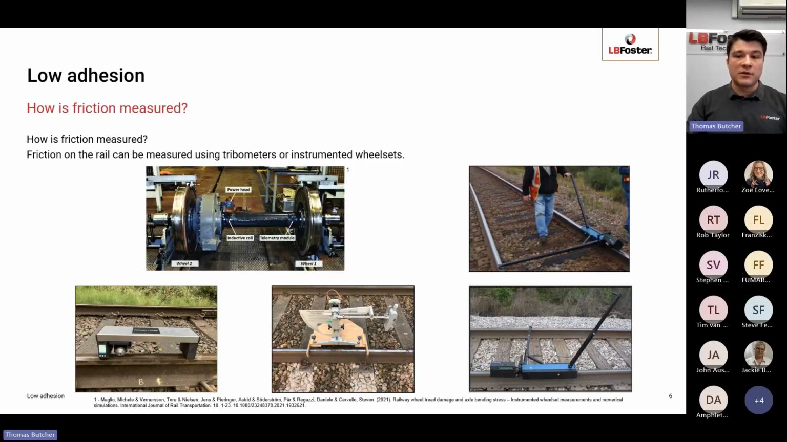Portable rail tribometers are another option, which take a friction reading at one specific location. Another method for measuring friction involves instrumented wheel sets, though these are uncommon as they are extremely expensive. Rail friction can also be simulated in various ways and at different scales for laboratory testing.